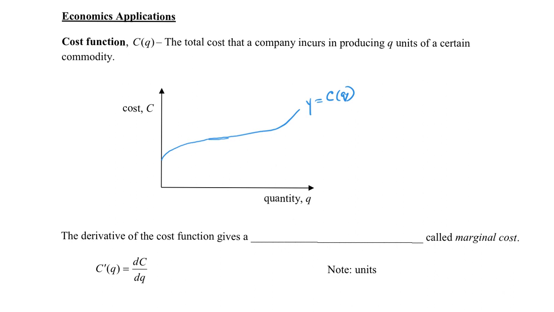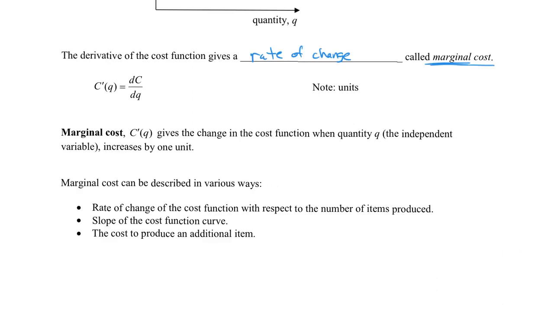The derivative of the cost function gives a rate of change, which you would expect, right? It's the derivative, it's the rate of change, and it's called marginal cost. So when you're in econ and you hear the word marginal, just think derivative. There's marginal cost, there's marginal profit, there's marginal revenue. Marginal cost, in our case, looks like this, C prime of Q, right? So cost is C of Q, marginal cost, or the derivative of cost, is C prime of Q. It is the change in cost over the change in quantity.